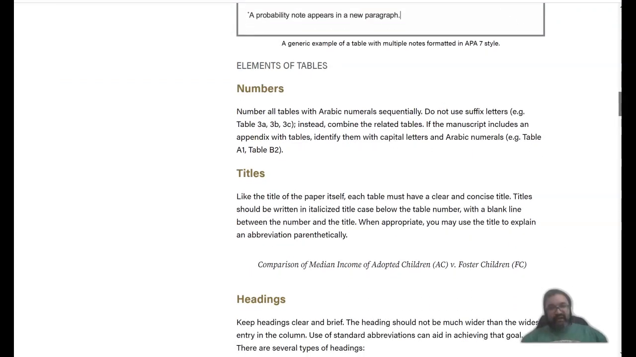So when you're looking at the elements of a table, number all tables with Arabic numerals sequentially. Do not use suffix letters like 3A, 3B, 3C. Instead, combine the related tables if you're wanting to do that. And then if you want to appendix tables, identify them with capital letters. Now, another thing that I want you to be aware of is that when you do have a table, you want to make sure that the table is actually described within the narrative.